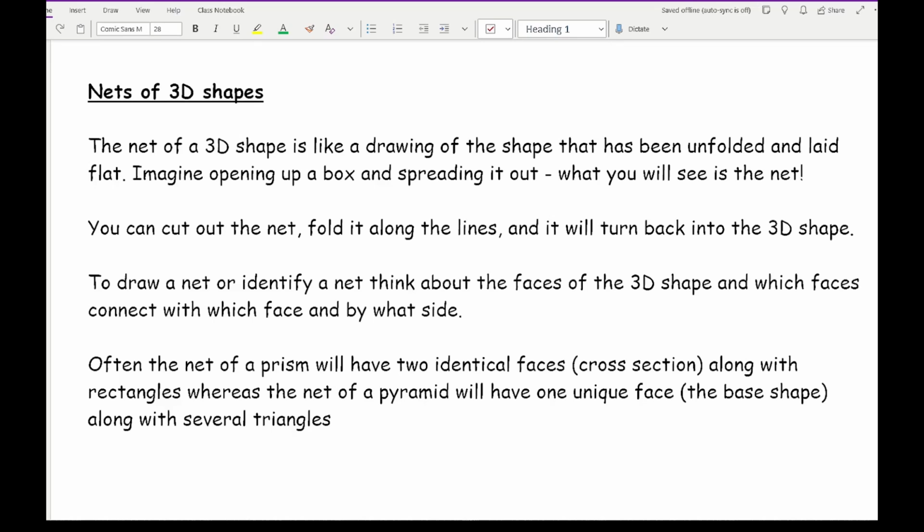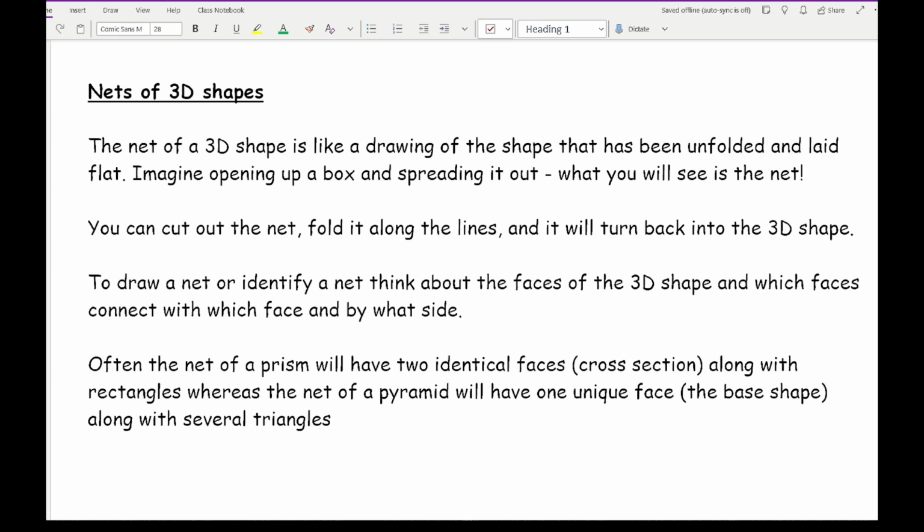Now another thing that is linked to this topic is the net of 3D shapes. Now the net of a 3D shape is like a drawing of the shape that has been unfolded and laid flat. Imagine opening a box and spreading it out. A net is basically what you will see. Now if you cut out the net and fold it along the lines, it will turn back into the three-dimensional shape.